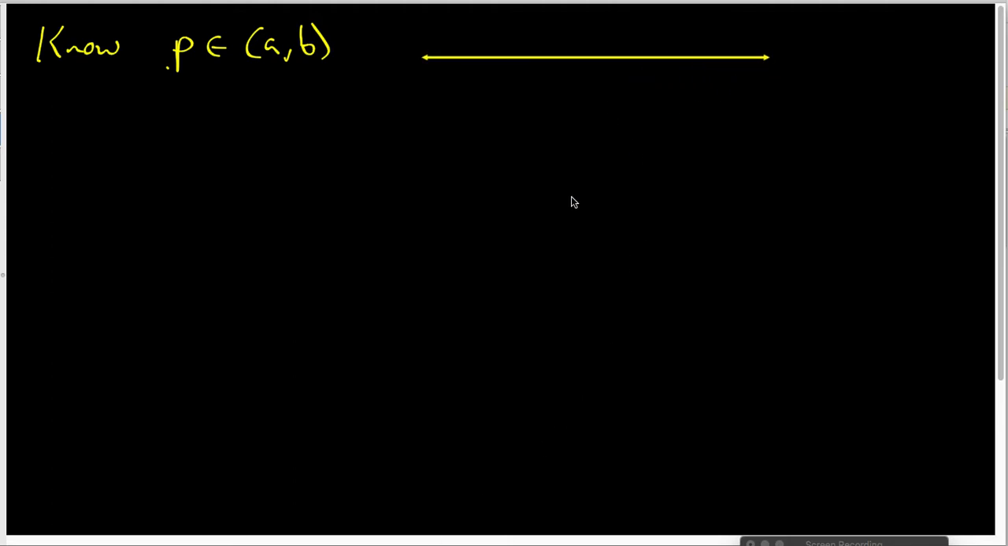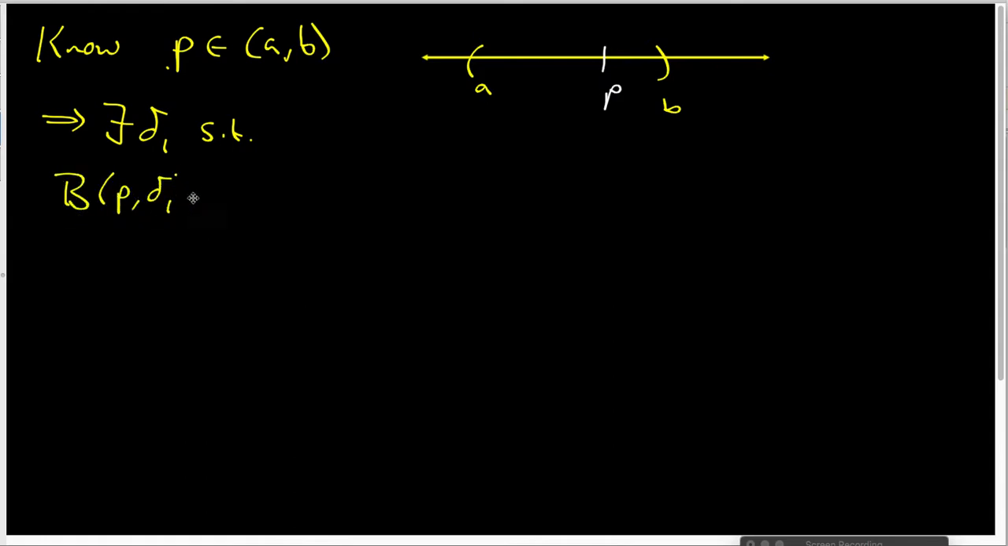So let's see, what do we know? I know that P lives inside the open interval A to B. So here's my number line. Here's A, here's B, and here's P. Now this tells me that there exists a delta 1 such that the delta 1 ball centered at P is a subset of AB. And I'm going to draw that delta 1 ball. So here's a delta 1 ball. So this is B(P, delta 1). And that's one of the things that I simply know.